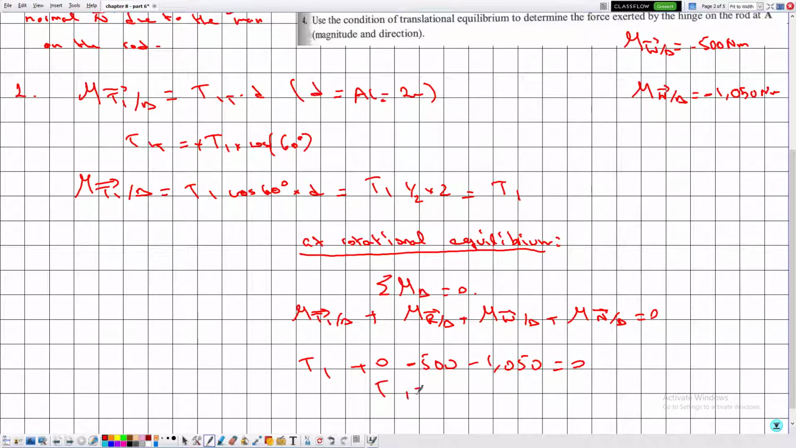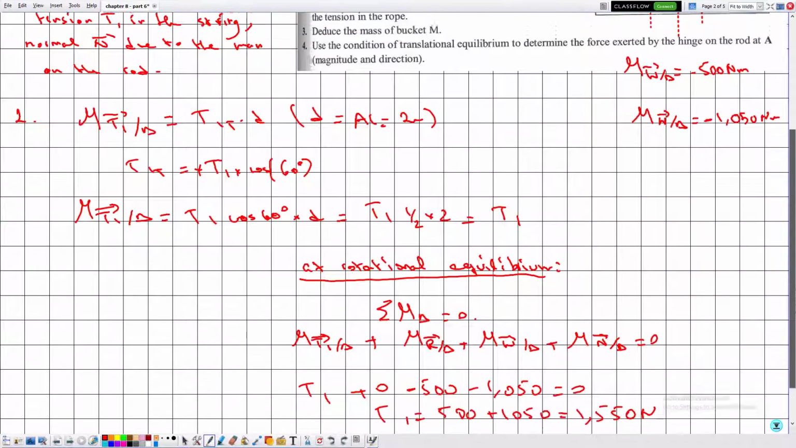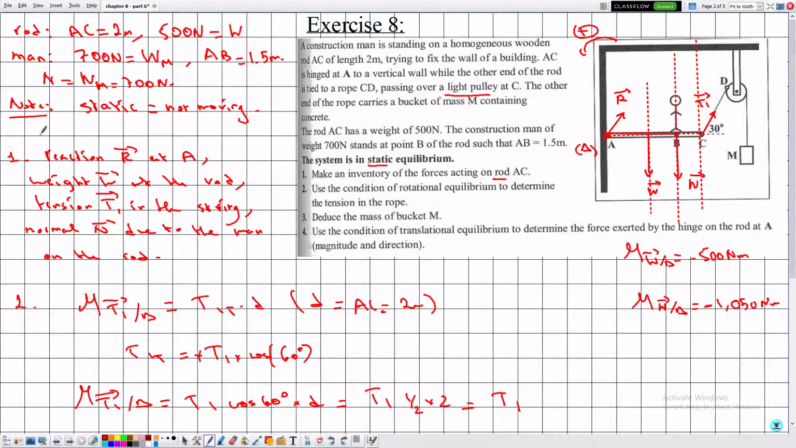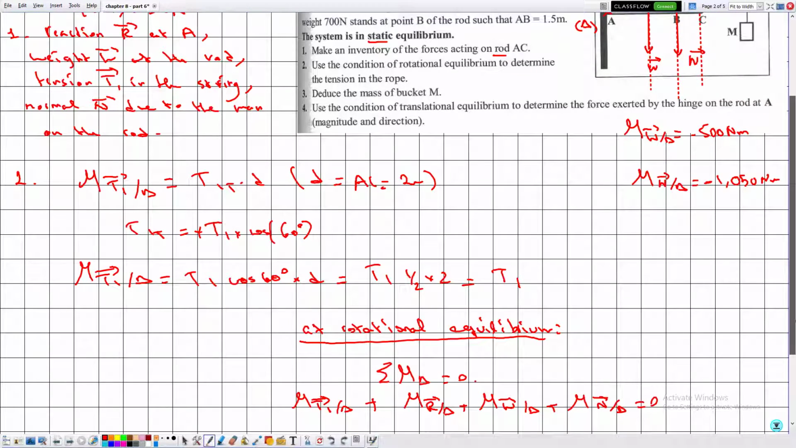So T1 is equal to 500 plus 1050, which is equal to 1550, because everything previously is expressed in the SI, so the value of T1 will be in the SI, which is in newtons. So the value of the tension T1 is given by 1550 newtons.